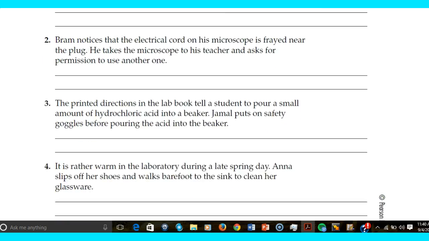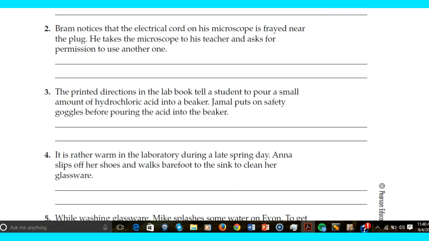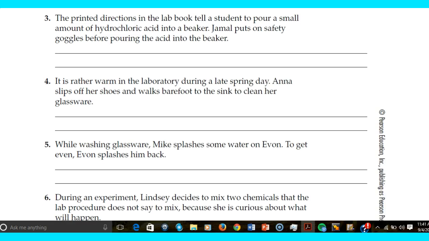Number 2. Bram notices that the electrical cord on his microscope is frayed near the plug. He takes the microscope to his teacher and asks for permission to use another one. Number 3. The printed directions in the lab book tell a student to pour a small amount of hydrochloric acid into a beaker. Jamal puts on safety goggles before pouring the acid into the beaker.